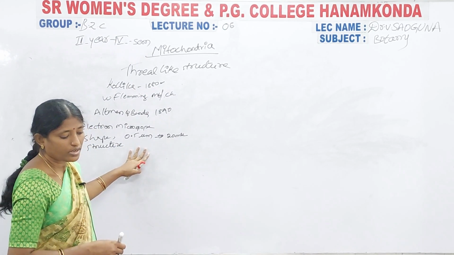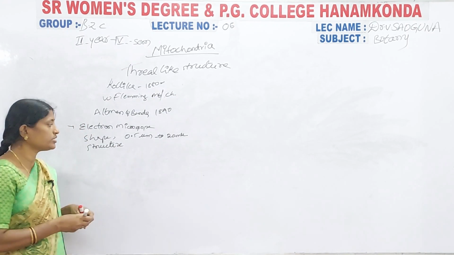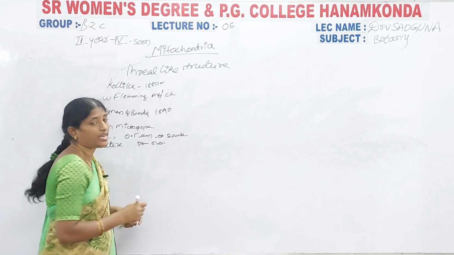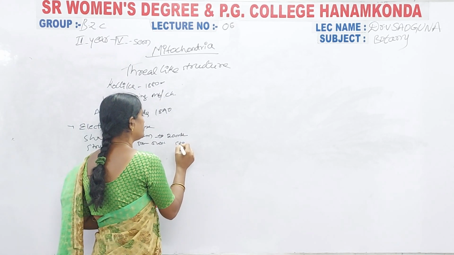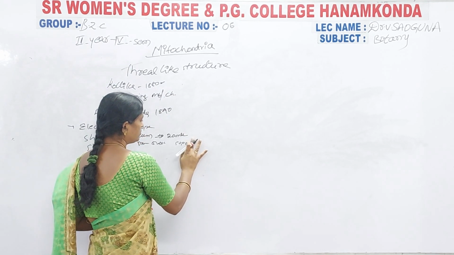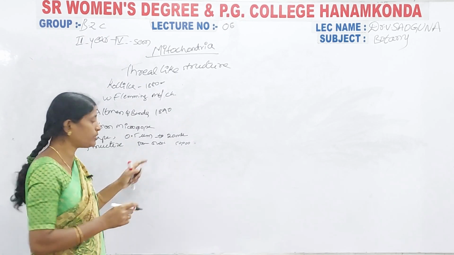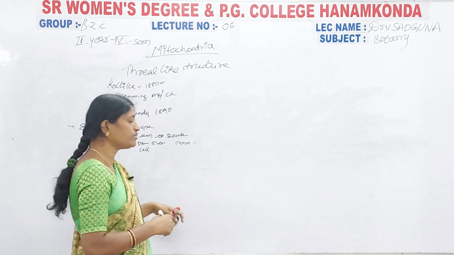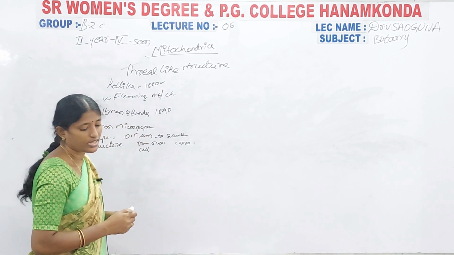There may be about 500 to 5,000 mitochondria in each cell, and in some cells of higher plants there may be as many as 50,000.